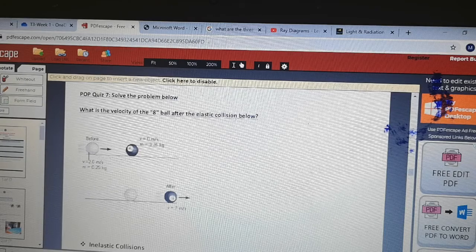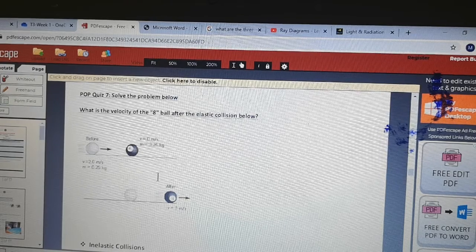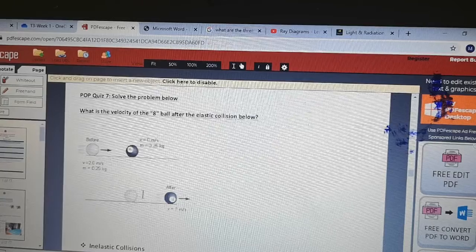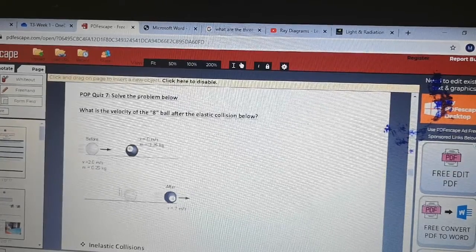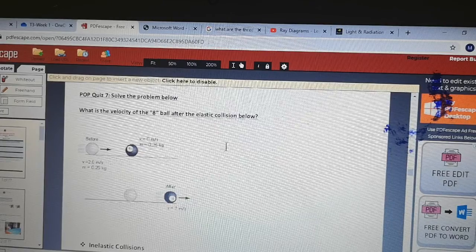So it tells you the mass and the velocity before. This is before, right? Playing pool. The white ball is moving, the black ball is not. And then afterwards, the white ball is not moving and the black ball is moving. So in this example, the white ball is perfectly still. It's not clear, but this is the idea.